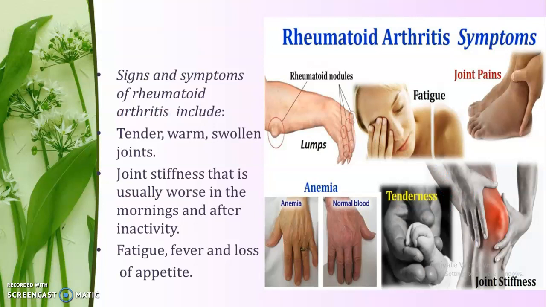What are the signs and symptoms of rheumatoid arthritis? It includes tender, warm, swollen joints, and joint stiffness that is usually worse in the mornings and after inactivity. There is fatigue, fever and weight loss. Early rheumatoid arthritis affects smaller joints first, particularly the joints that attach your fingers to your hands and your toes to the feet.